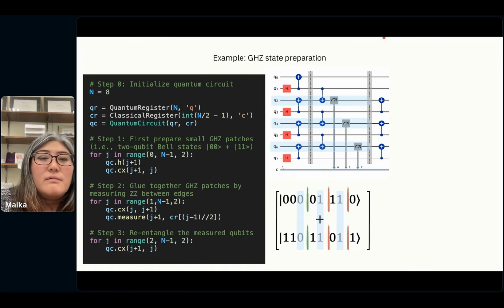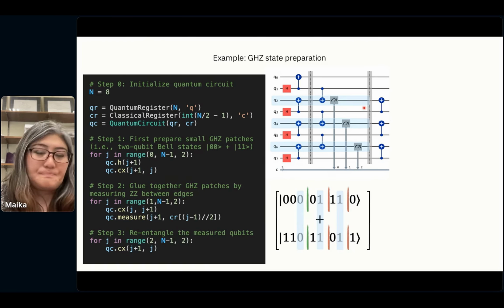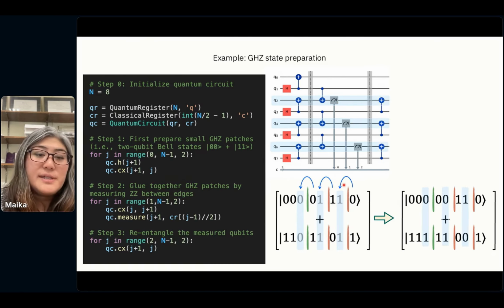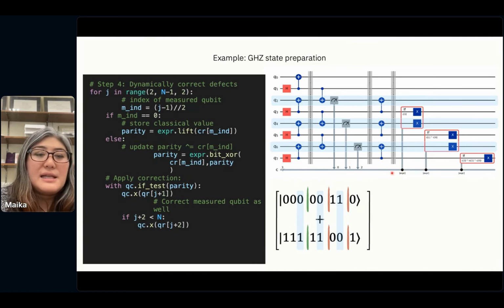And now, first, you want to re-entangle the measured qubits. So these are ancilla, so you don't have to re-entangle, but by re-entangling, you are just creating a larger GHZ state. So you re-entangle the measured qubit, and now you see that all these bits have been flipped, depending on what the outcome was. And now, by looking at where these green and red boundaries are, you could start applying these corrections.